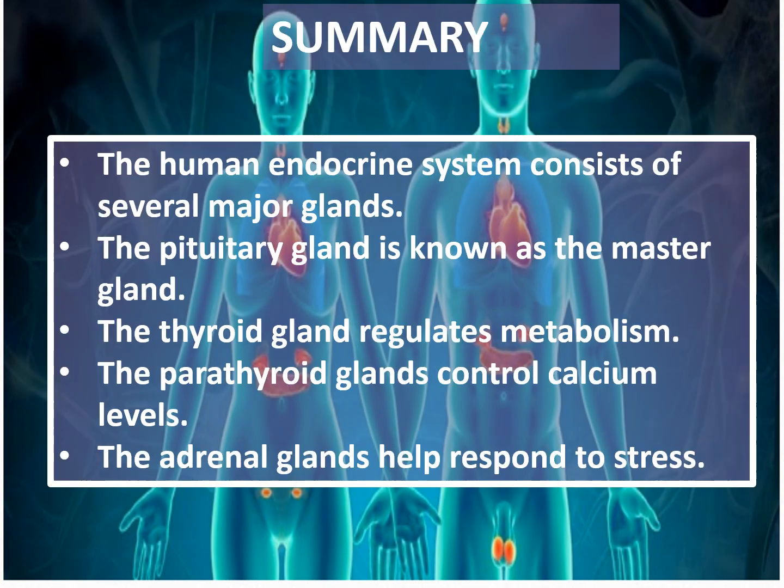Summing up, the human endocrine system consists of several major glands. The pituitary gland is known as the master gland. The thyroid gland regulates the metabolism. The parathyroid gland controls calcium levels. The adrenal gland helps respond to stress.